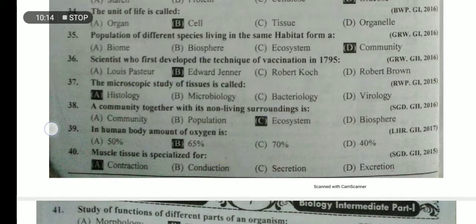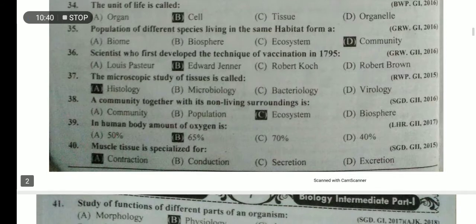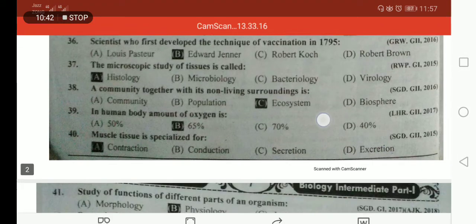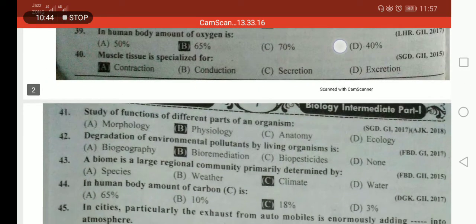A community together with its non-living surrounding is known as the ecosystem. In the human body, the amount of oxygen is 65%. Muscle tissue is specialized for contraction. Conduction and secretion are characteristics of the nerves too. Conduction is specifically the characteristic of the nerve, and excretion is the characteristic of the kidney.